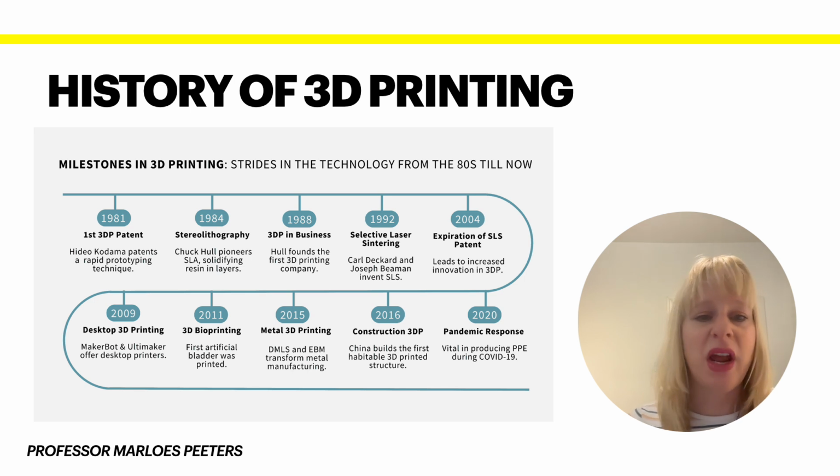Initially, 3D printing was mainly used for prototyping because it's very rapid, but it didn't have the same material properties as using other techniques to build things. However, this started to dramatically change when we started to look at, for instance, bioprinting. So you can see here that the first artificial bladder was printed in 2011. So we were able to embed a lot more functionality into these materials, the use of metals. And then already 2016, so 8 years ago, we were able to build the first habitable 3D printed structure.